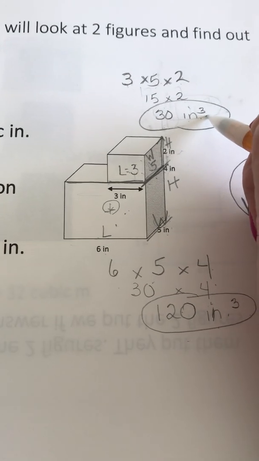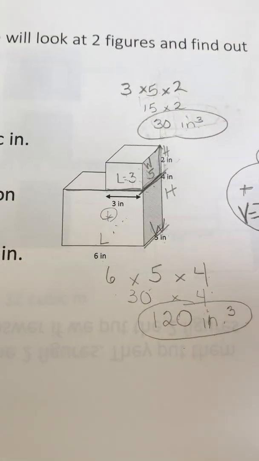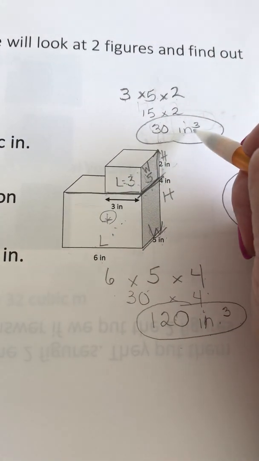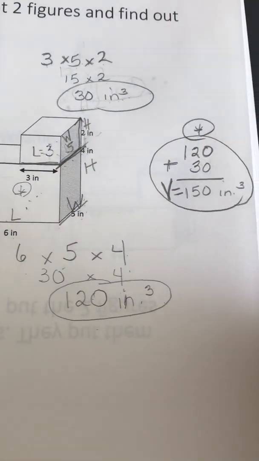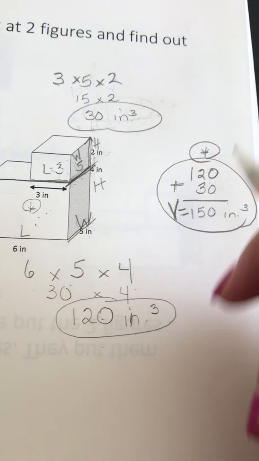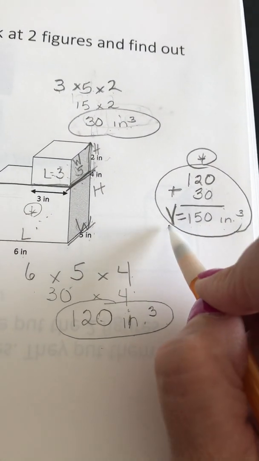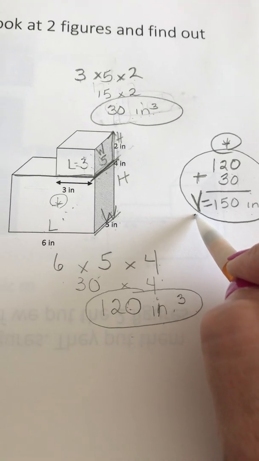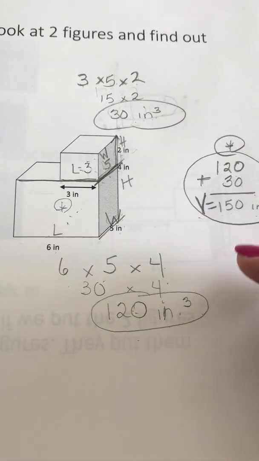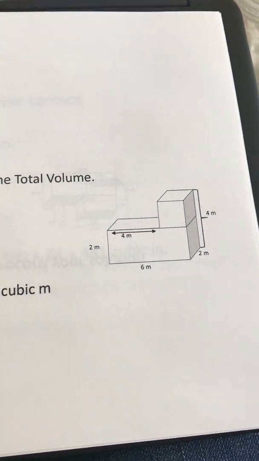Now, our target today is telling us that we're going to take the volume of one cube and take the volume of another cube, and we're going to put them together. So now I have 120 and 30, and when I add them together, I get 150 inches cubed. So that's my total volume. And that's pretty much, boys and girls, what we're going to do today. Okay, so here we go.